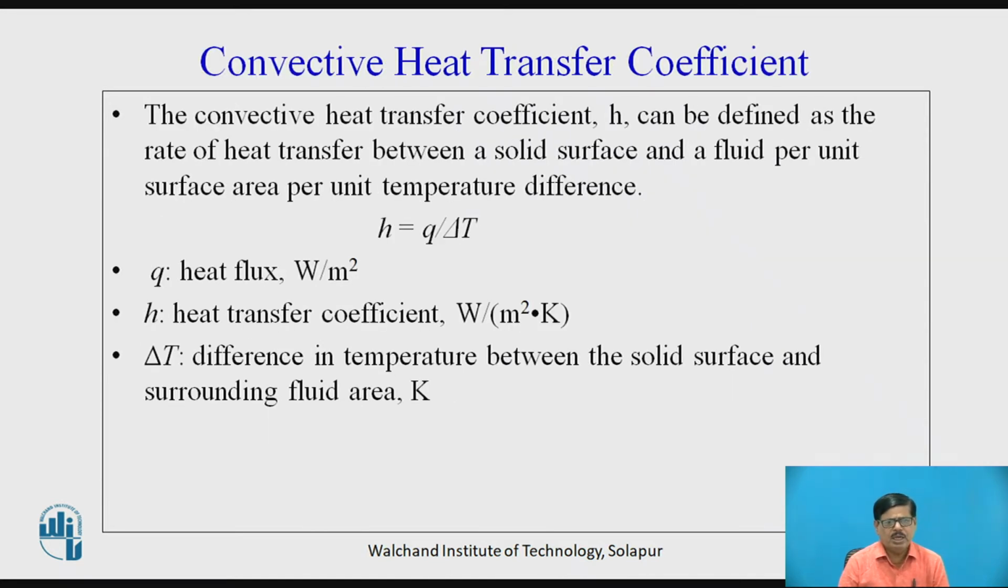Now in convective heat transfer, we define one important term called the heat transfer coefficient, which is defined as the rate of heat transfer between a solid surface and a fluid per unit surface area per unit temperature difference. This definition is derived from Newton's law of convection. h = q/ΔT, where q is the heat flux, that is, heat flow rate per unit area. The unit of h, the heat transfer coefficient, is watt per meter square Kelvin, and ΔT is the temperature difference between the surface and the surrounding fluid in Kelvin.